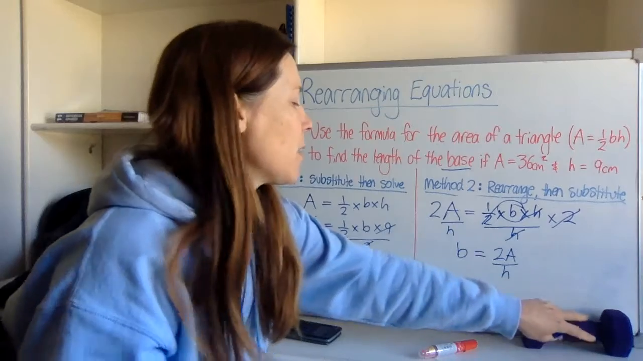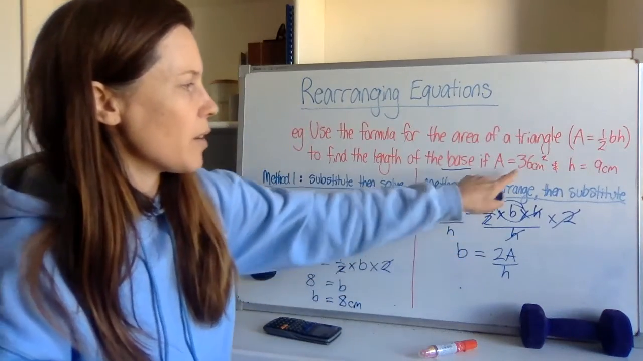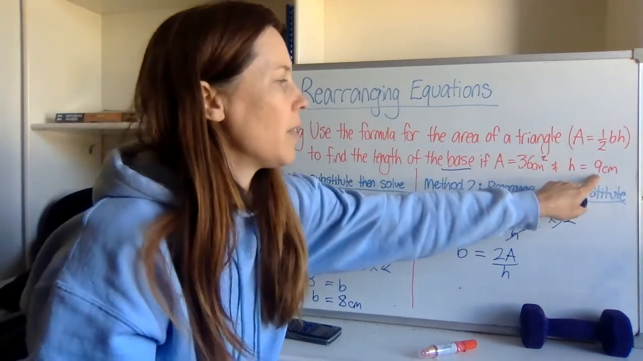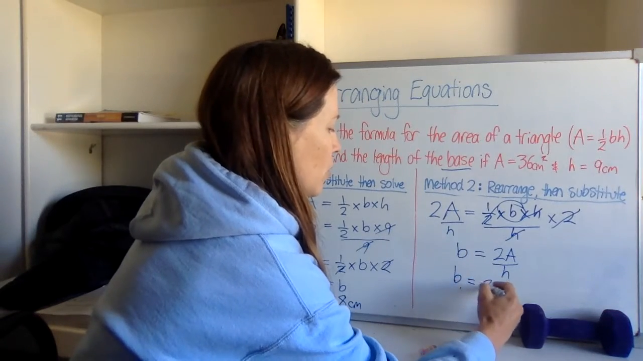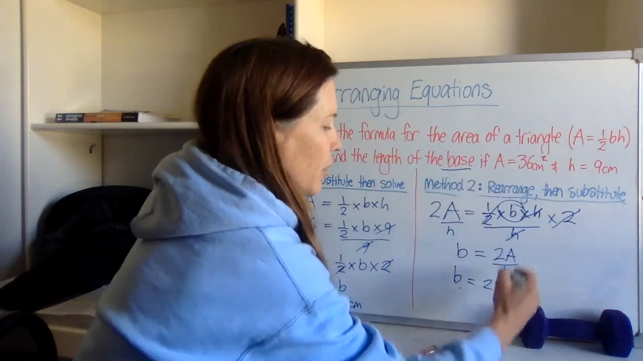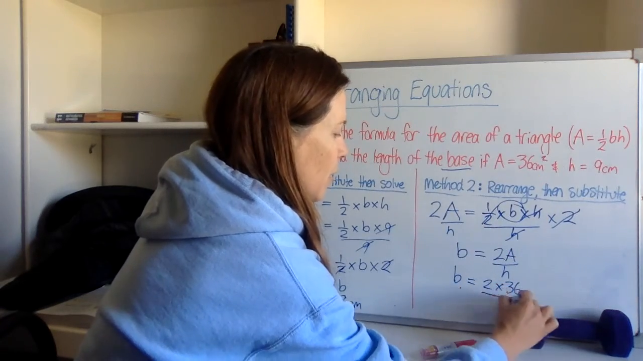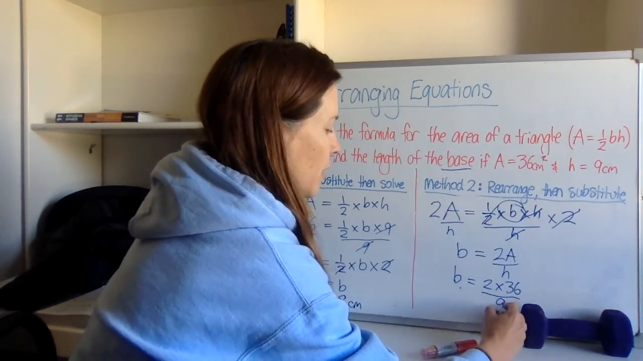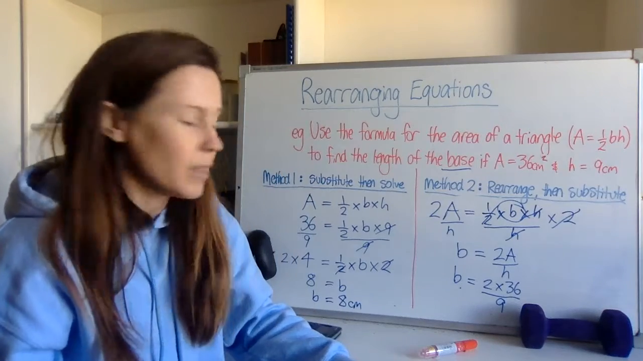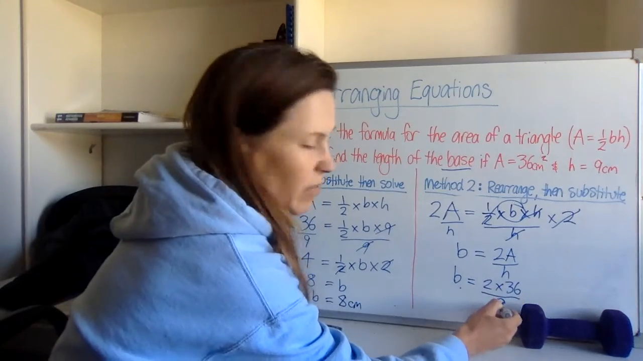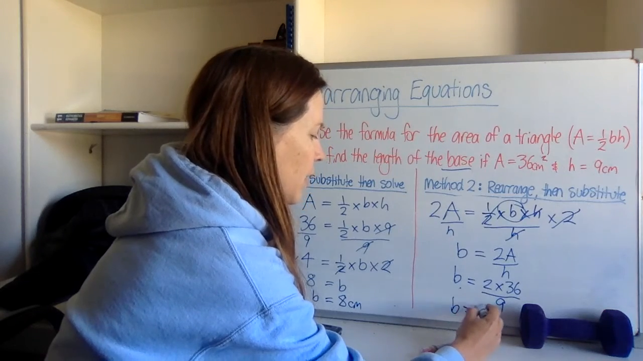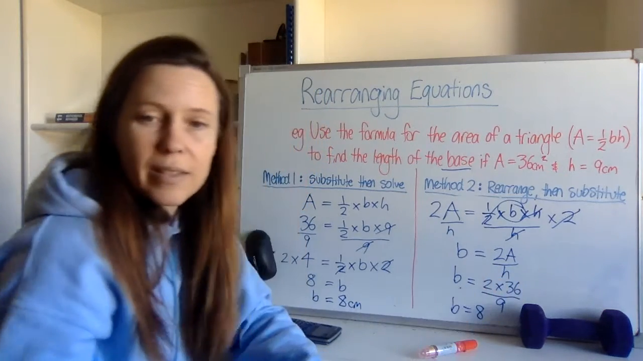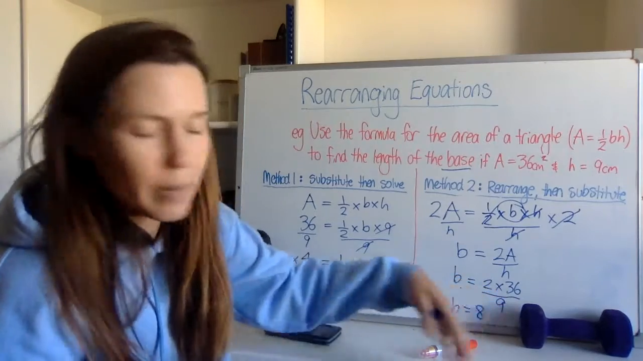So now I can say, all right, what's the base then if I know that the area is 36 and the height's 9? Now I do my substituting in. The base would be 2 times, I'm not going to write a, I'm going to write 36 over 9. And you can reach for your calculator at that point if you like, or you can say, hey, I know 36 divided by 9 is 4. It's 2 4s, which is 8. And that's what you'll get if you do 2 36s, that's 72. 72 divided by 9, also 8.